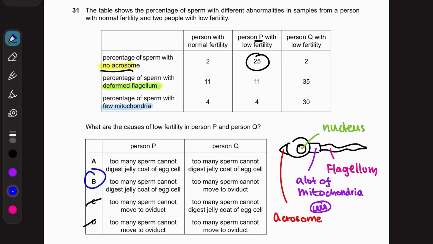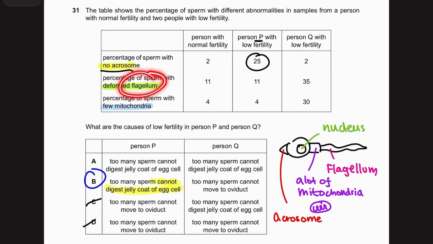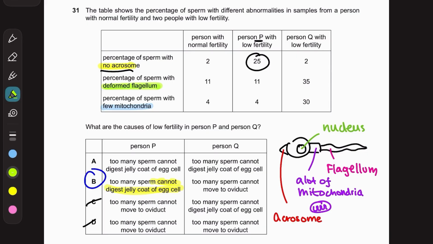So I'm just going to color code this in a more helpful way. The no acrosome in P, the consequence of that is that you cannot digest the jelly coat of the egg. Whereas for Q, the fact that it has a lot of deformed flagellum means that it cannot even move to get to the oviduct. Remember, the fertilization takes place in the oviduct.